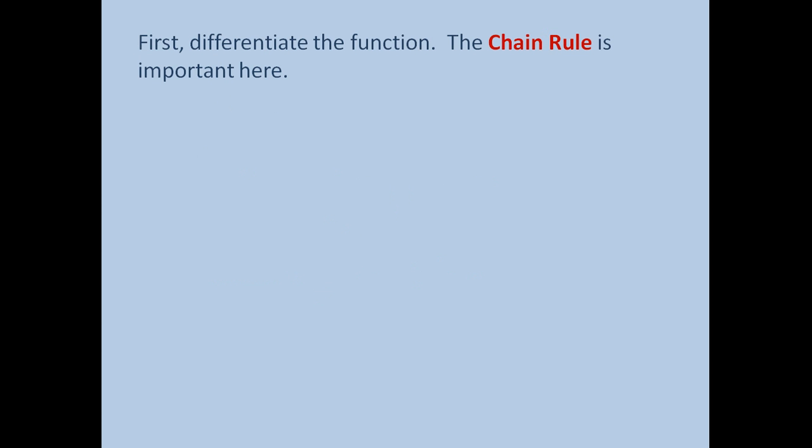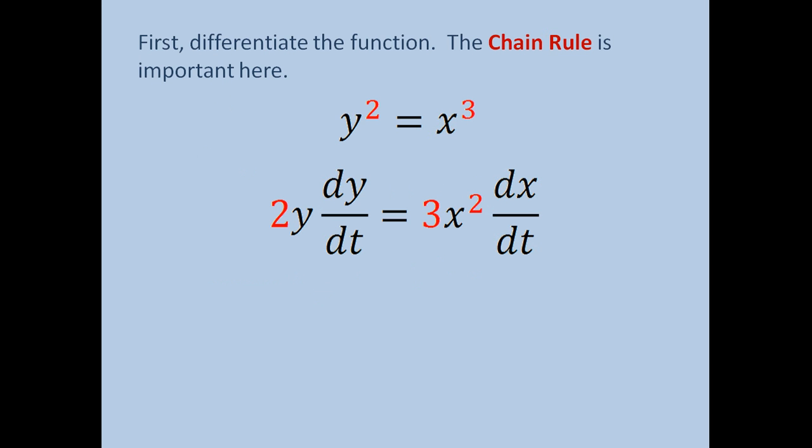First, we need to differentiate the function, and the chain rule is the most significant differentiation rule here that we're going to use. First, we have y squared equals x cubed. By the power rule we bring the 2 down, and we have 2y dy/dt, which equals 3x squared dx/dt.